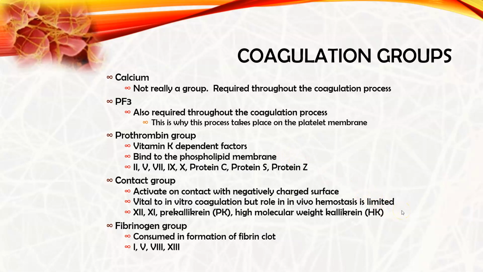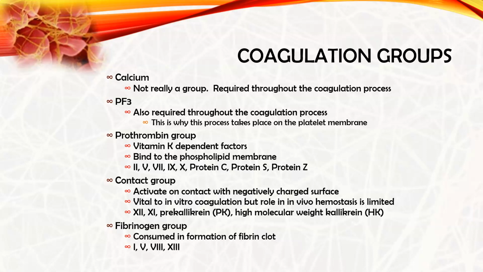The contact group, these activate on contact with a negatively charged surface. They are vital to in vitro coagulation, so they're very important when we're looking at lab testing and what is happening in the test tube. But apparently their role in vivo hemostasis, or in keeping the blood from clotting in the body, is somewhat limited. They are involved in the process, but a deficiency of factor 12, PK or HK, doesn't seem to lead to a major bleeding disorder. A decrease in factor 11 does cause a limited bleeding problem, but the other ones don't seem to really have a huge in vivo role.